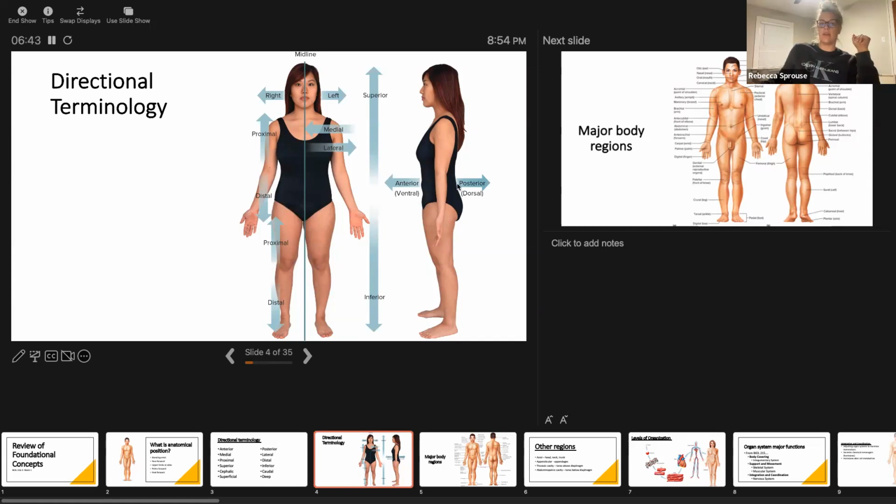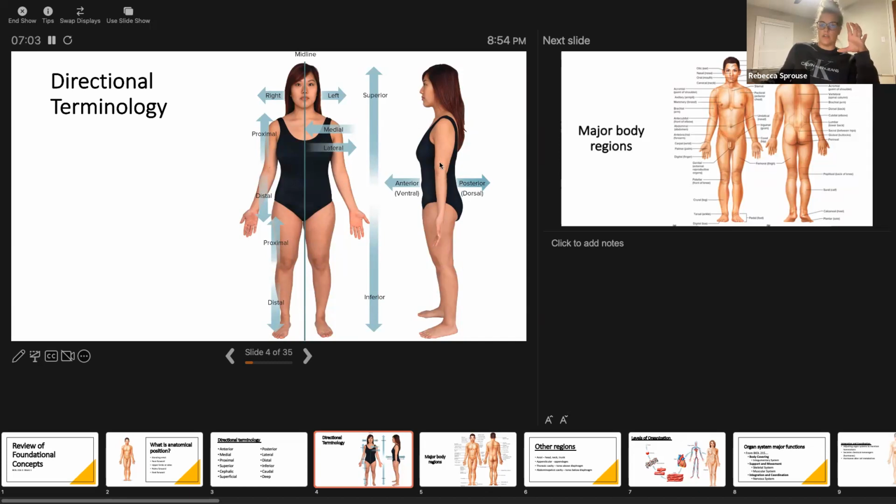Okay, and then lastly, we have that anterior posterior. This is one that we use quite a bit, especially with muscles. But we talk about anterior being the front of the body and posterior being the back. And ventral and dorsal, you can also use those, but you'll hear me specifically use anterior and posterior. And anterior is just towards the front, posterior is towards the back.